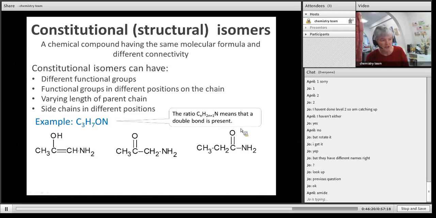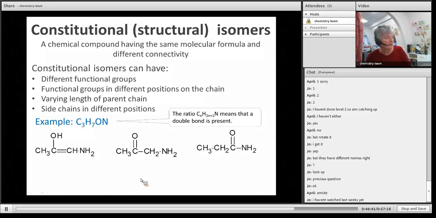An amide, correct. So can you see all what I'm doing here is I'm just taking my 3 carbon atoms and my 7 hydrogen atoms and my oxygen and my nitrogen, and I'm just rearranging them, connecting them differently, and I'm landing up with different functional groups. Okay? Not a problem, Joe.